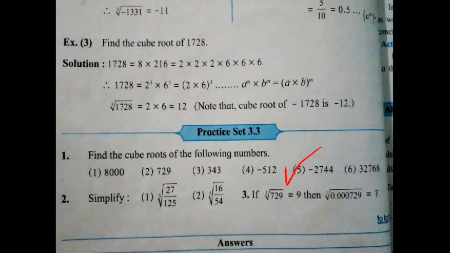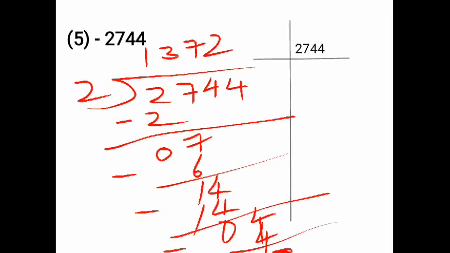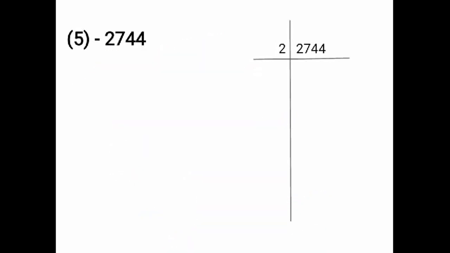Next, minus 2744. Divide the number 2744 by 2. After dividing 2744 by 2, I am getting quotient 1372. That is 2 into 1372. Divide the number 1372 by 2. Look at the division of 1372 by 2. Quotient is 686. That is 2 into 686.